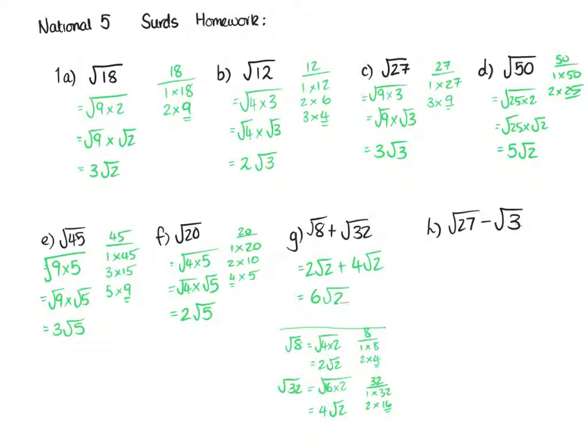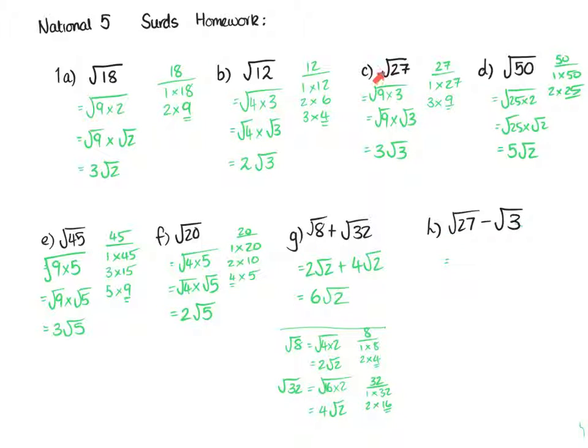Right, so for h we've got the square root of 27 minus the square root of 3. So we know the square root of 3 is as simple as that surd can be. There's nothing we can do with the 3. So that means the 27, to be able to take that away, we need to change it into something root 3.